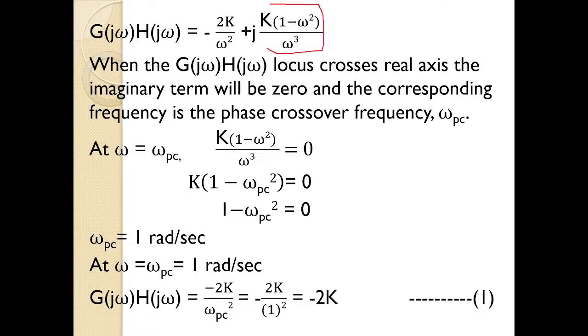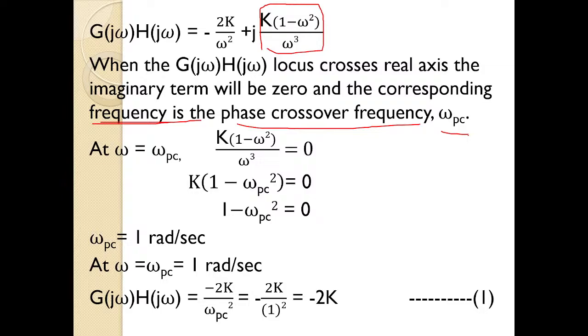What is our imaginary term in g of j omega, h of j omega? This is our imaginary term, k into 1 minus omega square by omega cube. So the frequency when the polar plot crosses the real axis is known as the phase crossover frequency, that is omega pc.